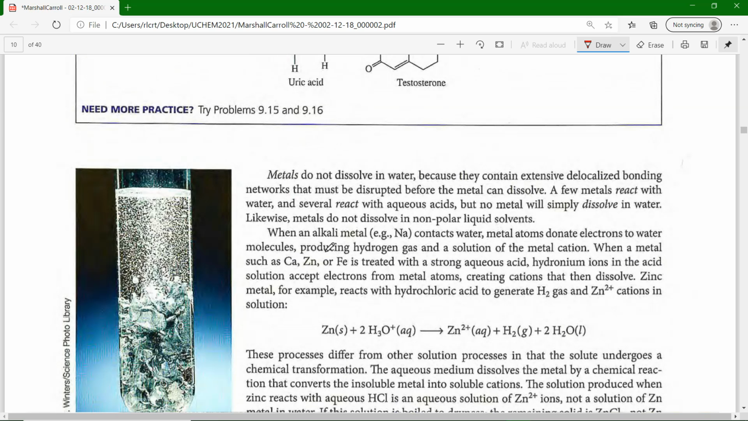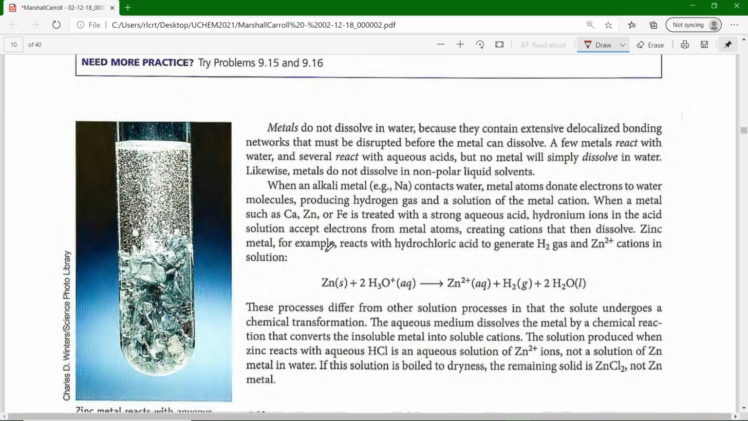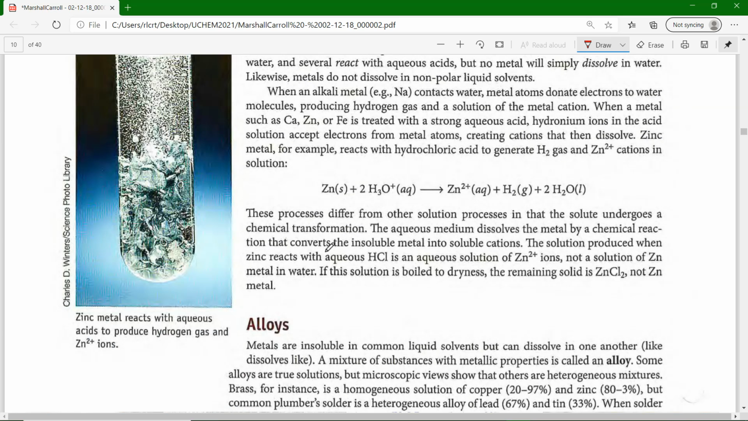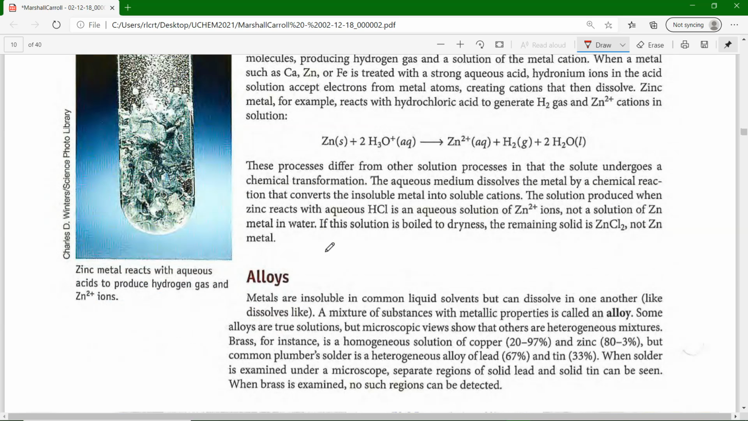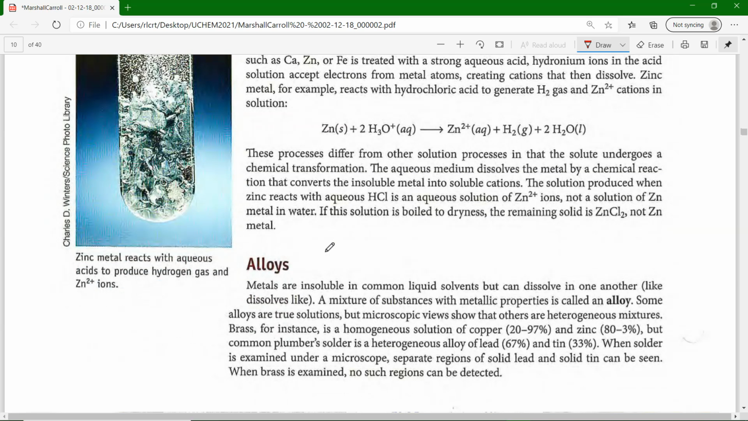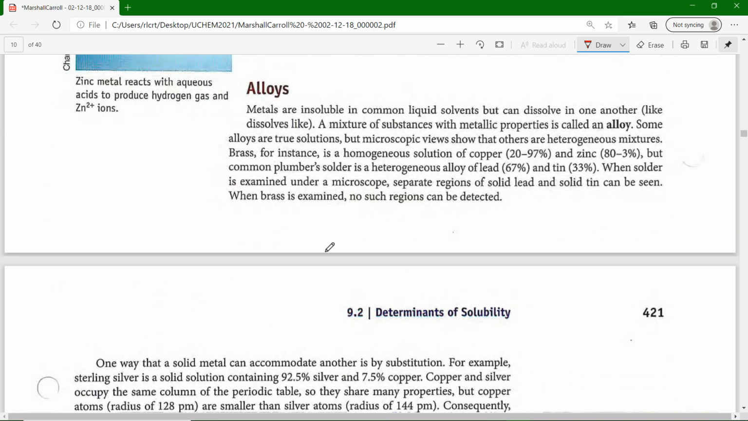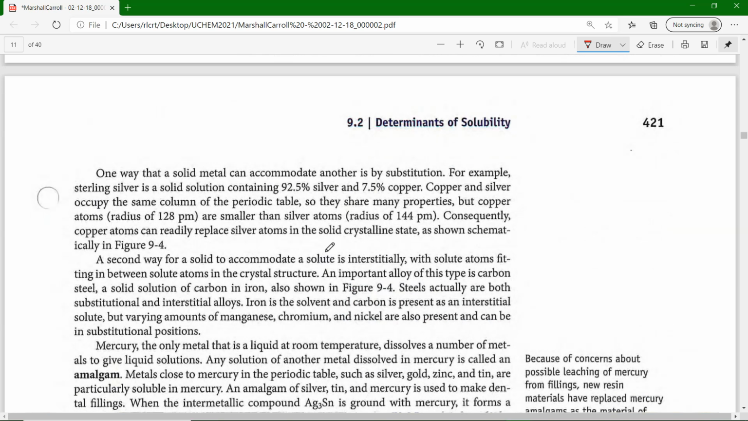Some quick other things here, not the main focus. Metals do not dissolve in water, but they can react. And they don't dissolve in nonpolar liquid solvents. Then you can talk about forming gases, fine. Alloys, liquids dissolving in another one, amalgams, fine.